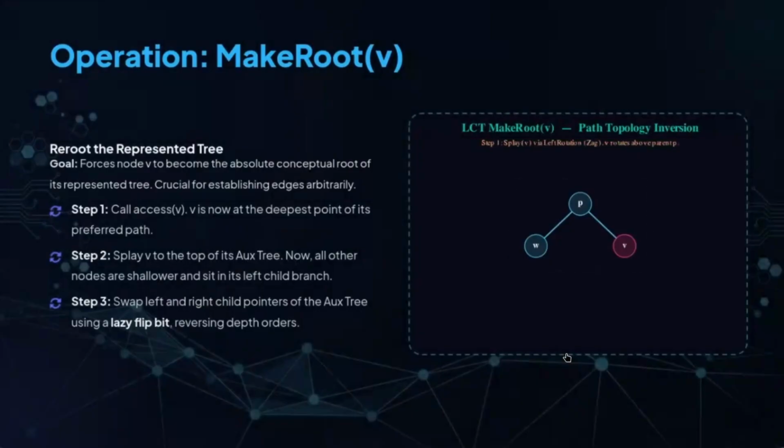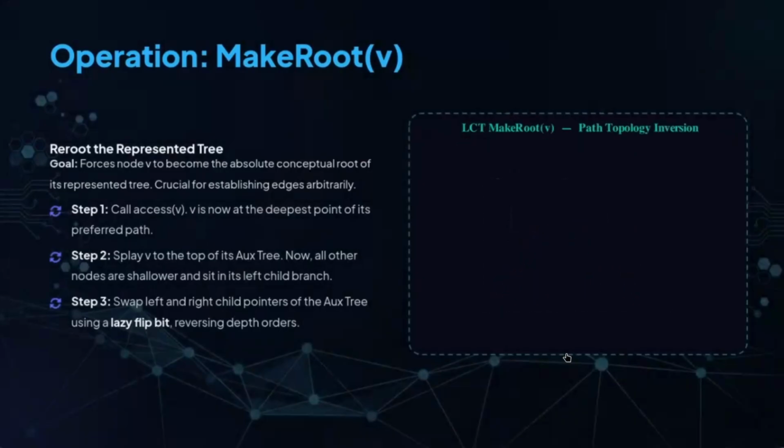But if we want to reroute the represented tree, we use make root of v. The goal is to force node v to become the absolute conceptual root of its represented tree. This is crucial for establishing arbitrary edges. Step 1. Call access of v. Now v is at the deepest point of its preferred path. Step 2. Splay v to the top of its auxiliary tree.